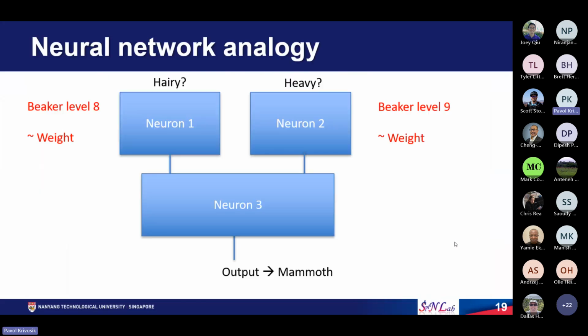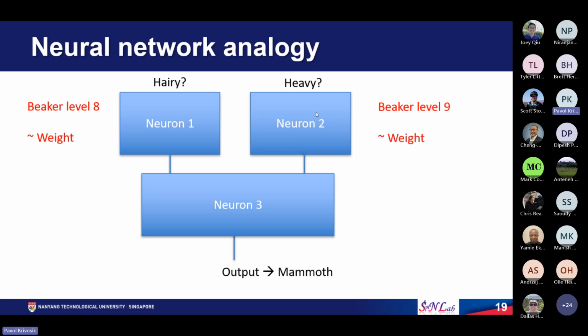So that's a very simple illustration of how neural networks work. In that video, for those who couldn't listen to the audio, basically I can explain again. There were 3 water tanks representing a neuron each: neuron 1, neuron 2, neuron 3. The first neuron determines whether the animal is hairy or not. She poured a beaker with level 8, which was more than the threshold of this neuron, so this neuron fired and the output went to the third neuron.